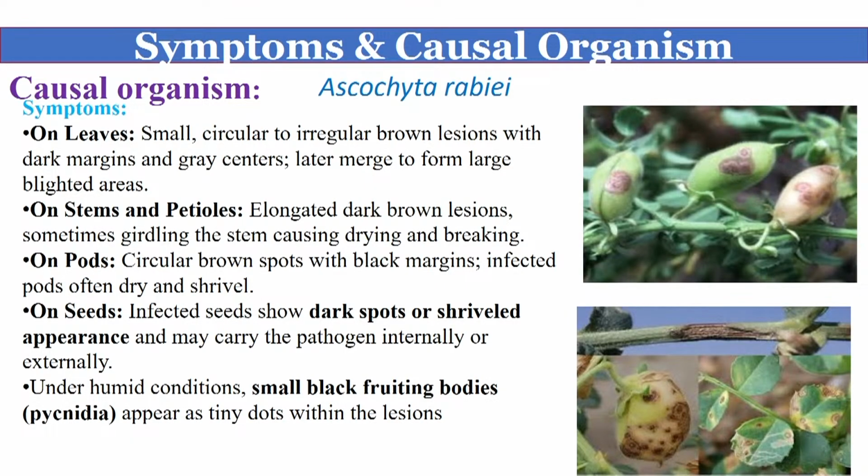Sometimes the lesions enlarge and cause drying and breaking of the leaves and stems also. And on the pods, circular brown spots with black margins appear, and the affected pods often dry and shrivel. The seed also gets affected, showing dark spots or sometimes shriveled conditions. Under humid conditions, small black fruiting bodies, that is pycnidia, appear as tiny dots within the lesions.